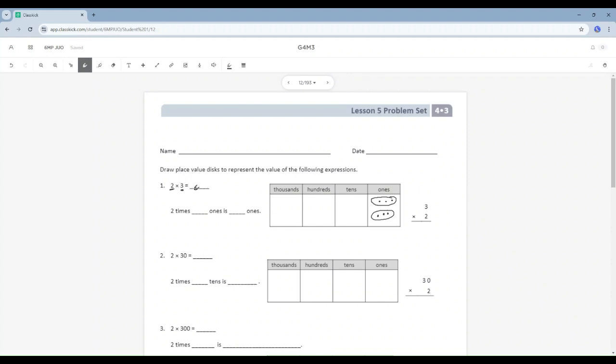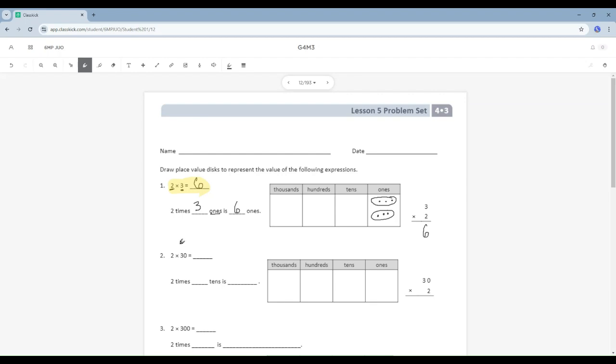Now, my answer here is going to be how many total objects are in the ones place, and there are 1, 2, 3, 4, 5, 6. So 2 times 3 is equal to 6. 2 times 3 in the ones place, so 2 times 3 ones is equal to 6 ones. And then over here, we just have it vertically, 3 times 2, or 2 times 3, is both equal to 6. Now we're going to use this idea that 2 times 3 is equal to 6, and that's going to help us out with the rest of these problems.